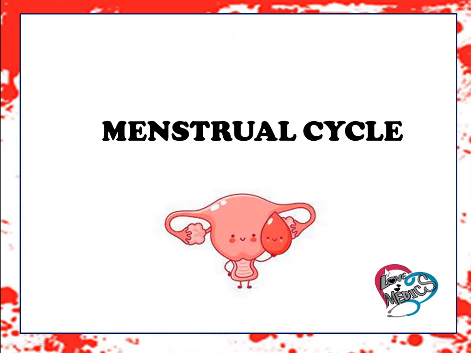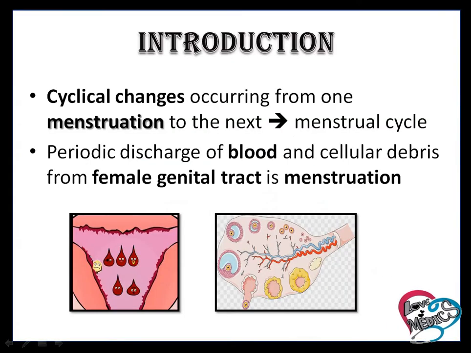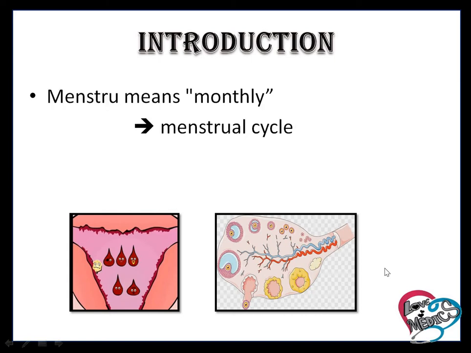In this video, I am going to explain about the menstrual cycle. The menstrual cycle is the cyclical change that occurs from one menstruation to another menstruation. That is the menstrual cycle. What is menstruation? Menstruation is the periodical discharge of blood and waste from the female genital tract. Menstrual means monthly cycle.